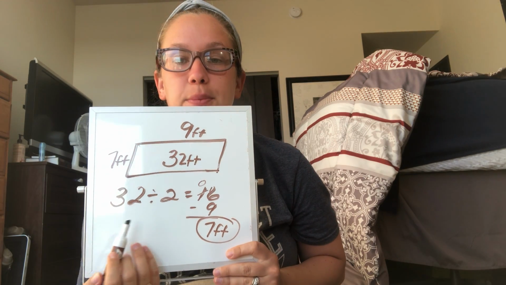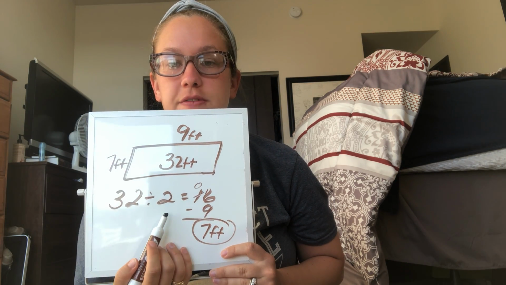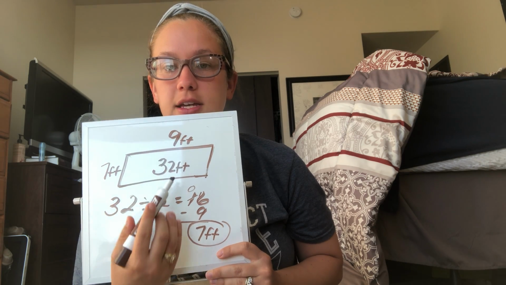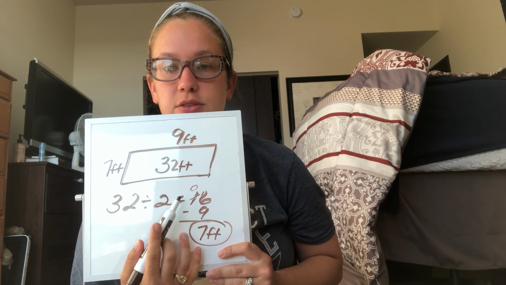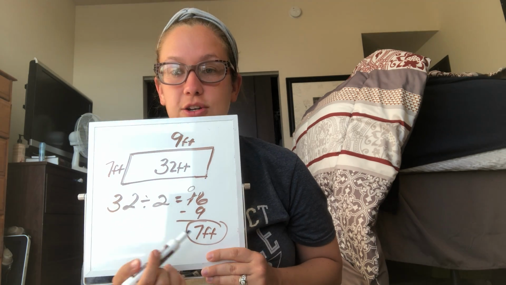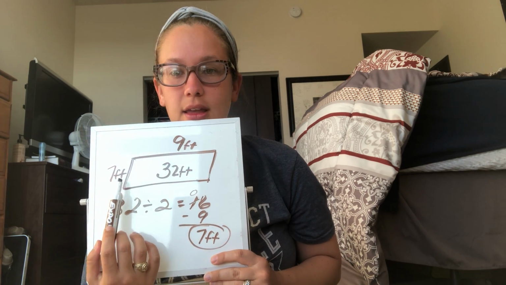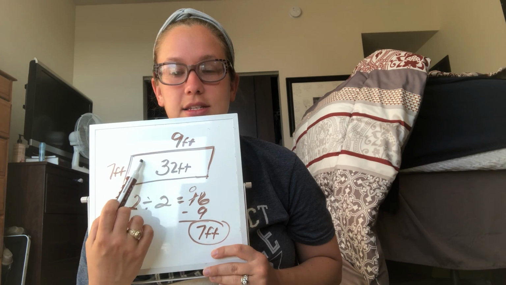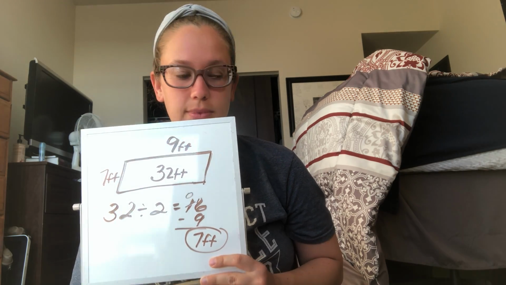So here I took my perimeter, 32, divided by 2, which gave me 16. I subtracted the width, so 16 minus 9, and that gave me 7. So that was my answer. I double checked mine, and 7 plus 7 is 14, 9 plus 9 is 18, 14 plus 18 is 32. So it was correct. Alright, none of those are on your review. They may be on your assessment.